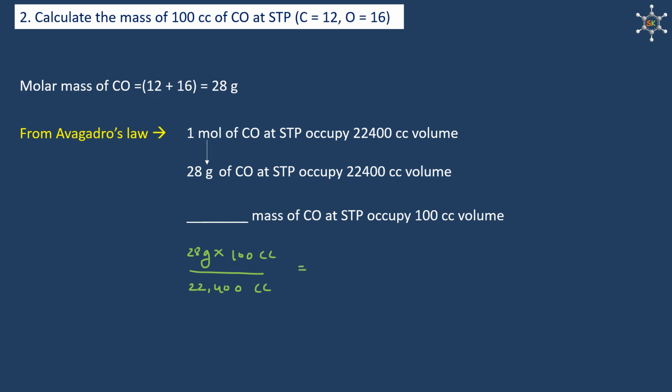If we simplify this, answer is 0.125. Unit wise, cc gets cancelled and we end up in gram. So this is 0.125 gram. So 0.125 gram of carbon monoxide at STP occupy 100 cc volume.